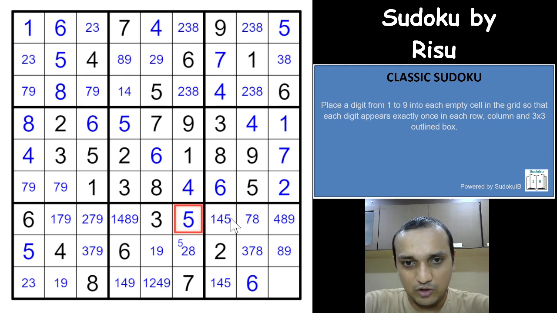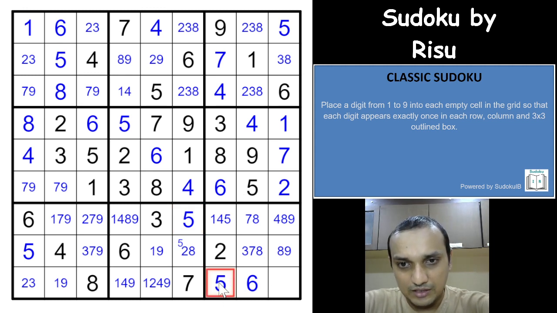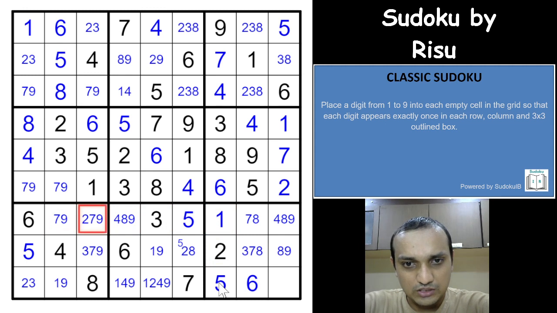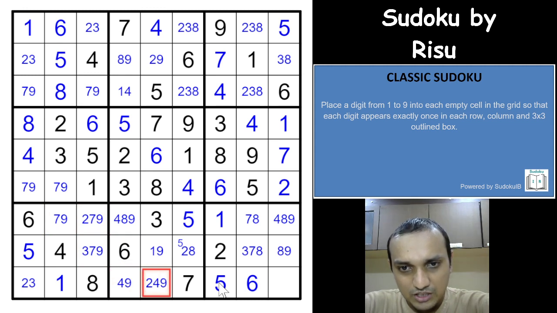So you get a 5 in this column in only one place. This column has 5 in only one place. That gives you a 5 here. That removes 5 from this cell as well. This cell is a 1 now. That removes 1 from these two cells. So this cell is a 1 now. Okay, so you remove 1 from these cells. This cell is a 1 now.